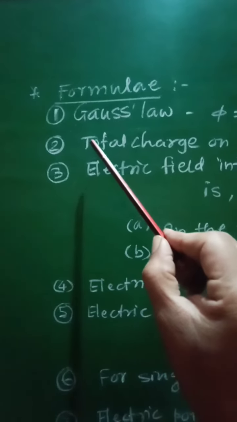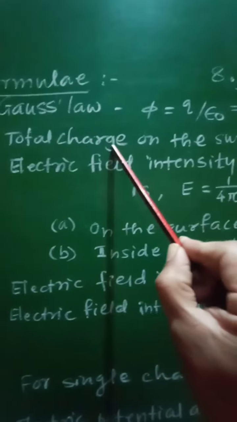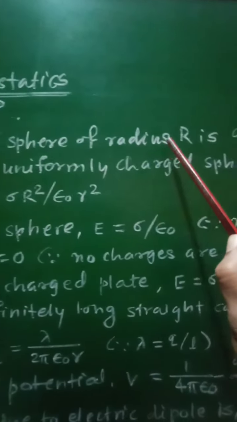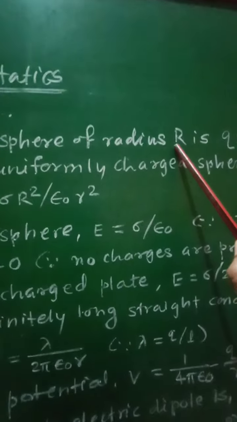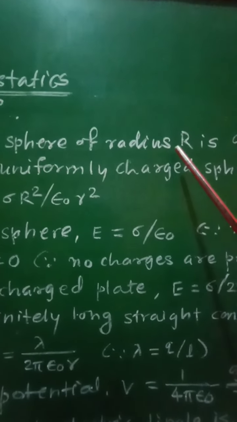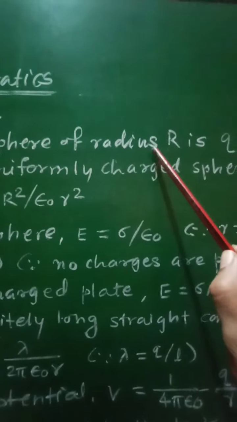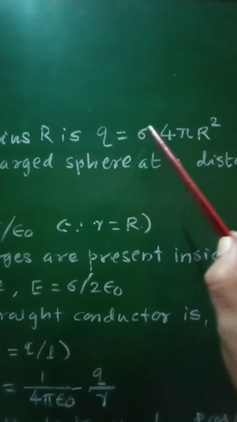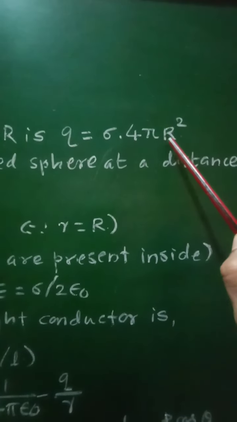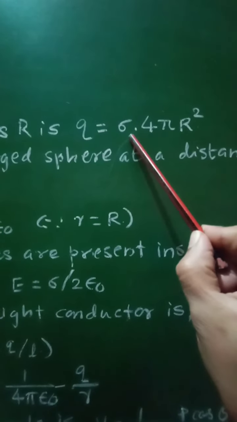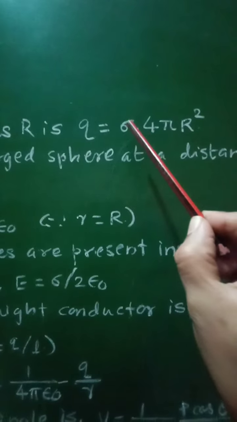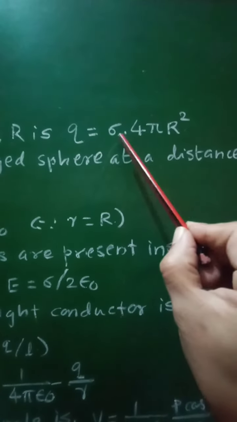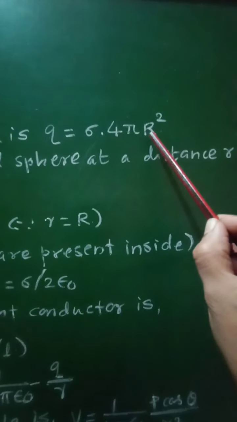Second formula gives the total charge on the surface of a sphere of radius r. So the total charge present on the surface of a sphere of radius r is given as charge q equal to sigma into 4 pi r square, where sigma is surface charge density, that is charge per unit area. So q will be equal to sigma into 4 pi r square.